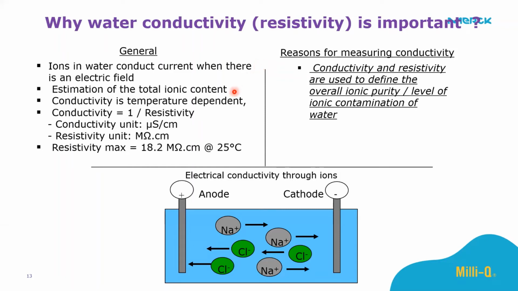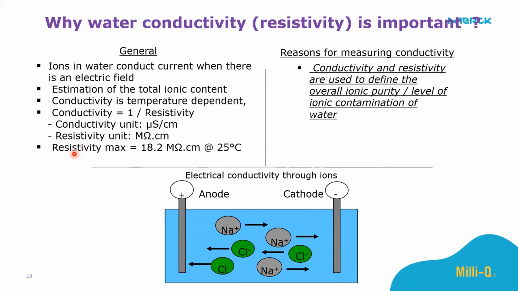Of course, conductivity and resistivity are normally used interchangeably because conductivity is equal to 1 over resistivity, or resistivity is equal to 1 over conductivity, which is an inverse relationship. So we have conductivity, the unit of measure is microsiemens per centimeter, and resistivity is megaohm centimeter. But also very important is that we need to always note the temperature at which resistivity or conductivity is measured, because these two normally depend heavily on the temperature.